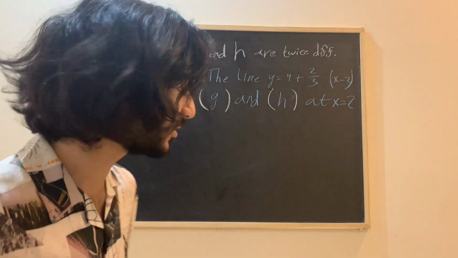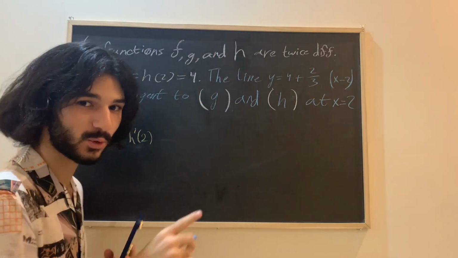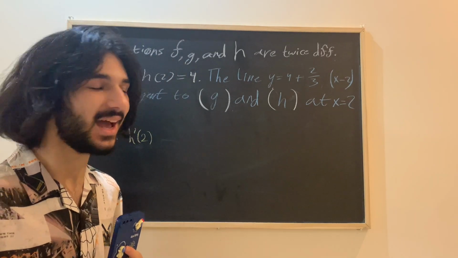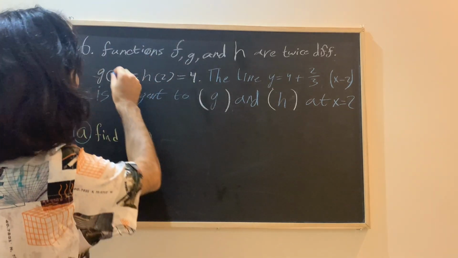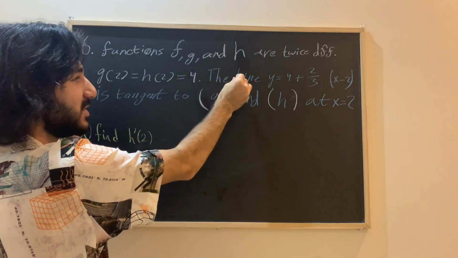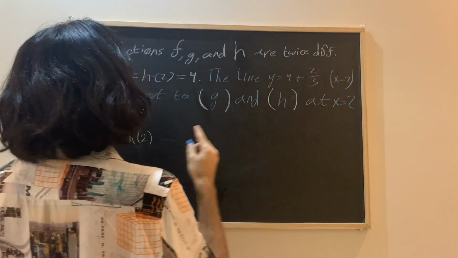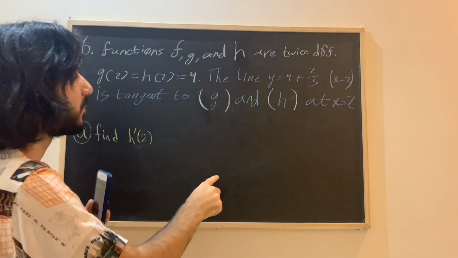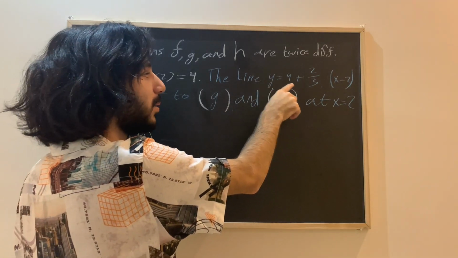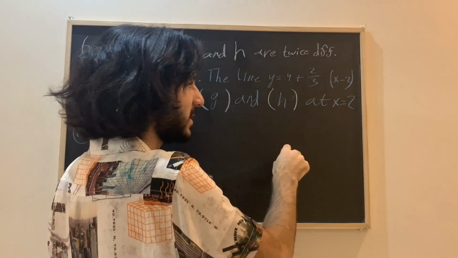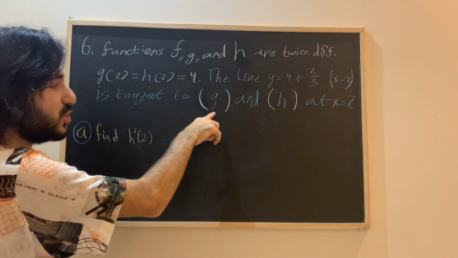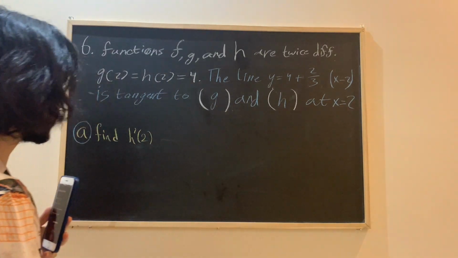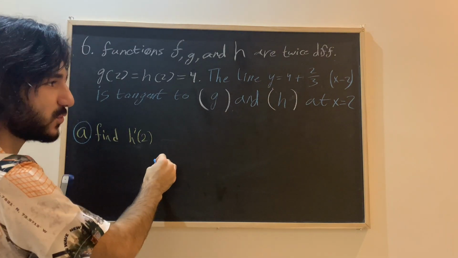What's up guys, today I'm going to be solving the sixth question on the 2019 AP Calculus AB exam. The question states, functions f, g, and h are twice differentiable. g(2) equals h(2), which equals 4. The line y equals 4 plus 2/3 times (x minus 2) is tangent to g and h at x equals 2. The first question wants us to find h prime of 2.